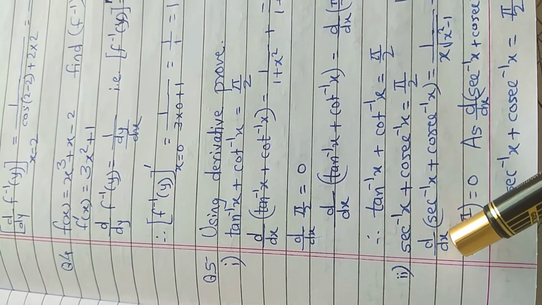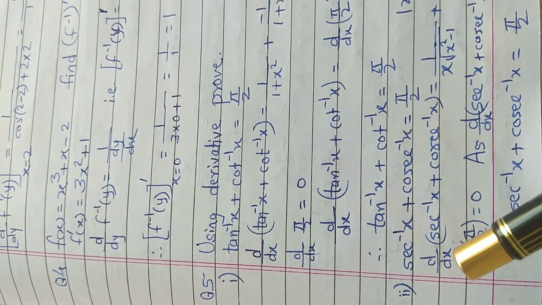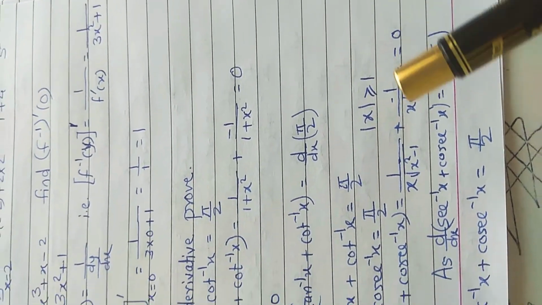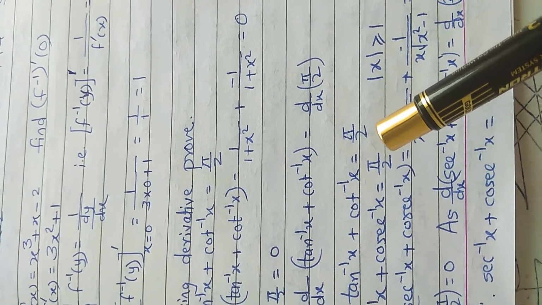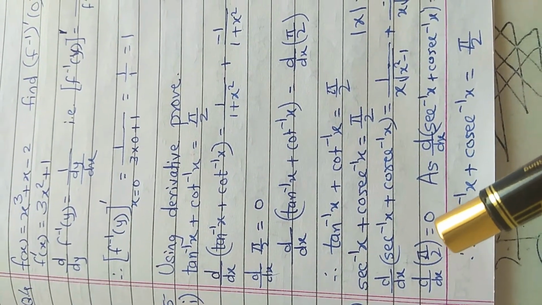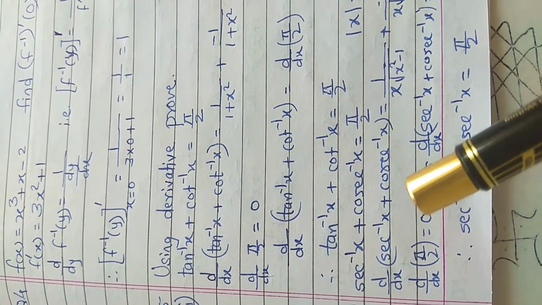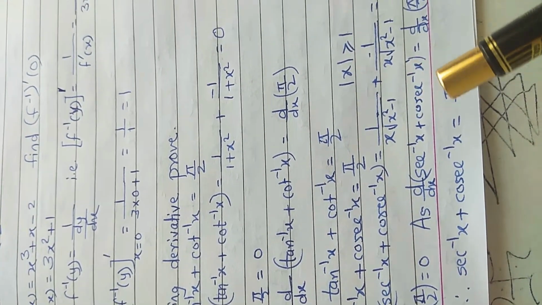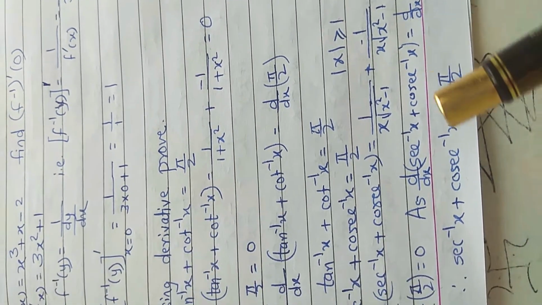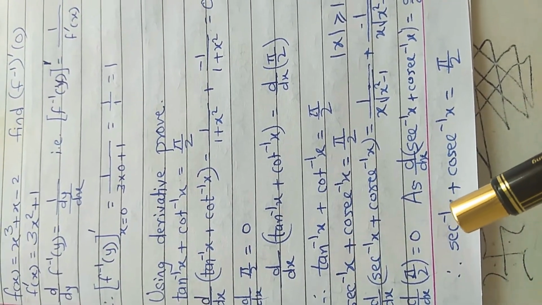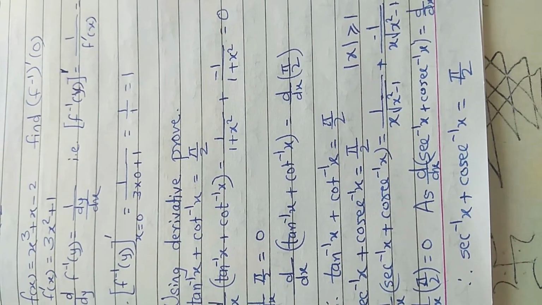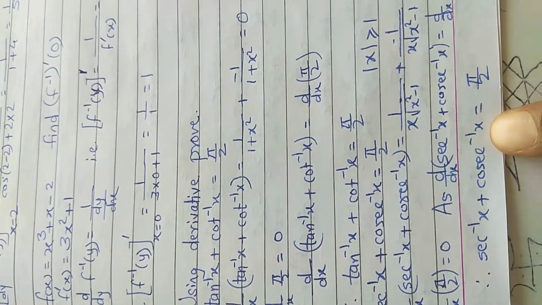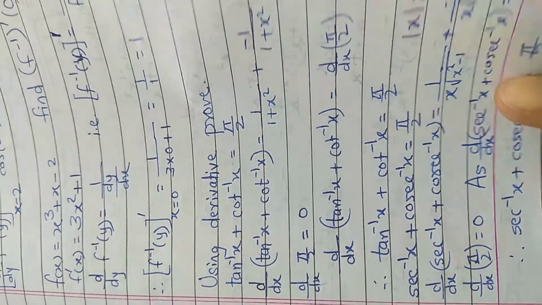We have that derivative of sec inverse plus cosec inverse as 0. Now we have to get the derivative of pi by 2. Derivative of pi by 2, which is constant, is also 0. As derivative of left hand side and derivative of right hand side is equal, therefore, we can conclude that sec inverse of x plus cosec inverse of x is pi by 2.